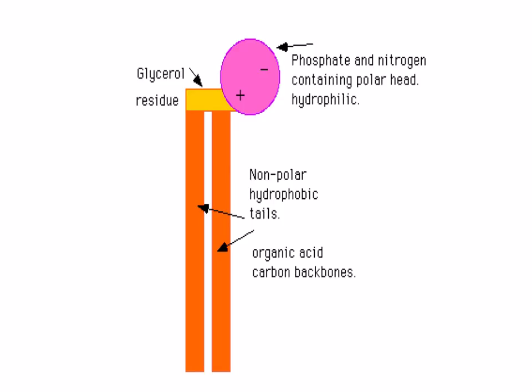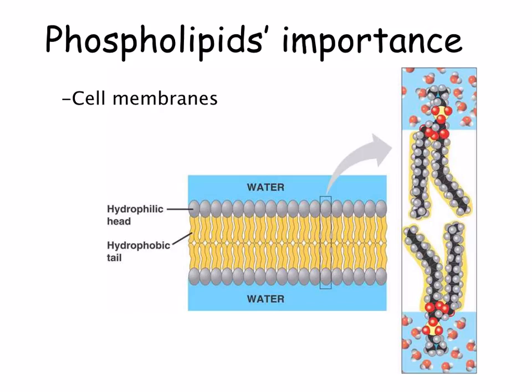And here's another example. So phospholipid molecules have got a hydrophilic head and a hydrophobic tail. So we say that the phosphate head is hydrophilic, water-loving, and the backbone of the carbon bonds in the fatty acid chain are hydrophobic. So why is this important? Well, if you look here, the phospholipids form a membrane. So they're very important in membranes.